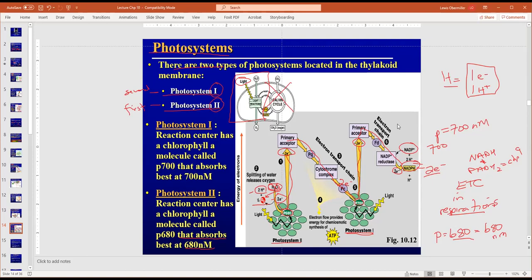All right. So that is how the photosystems work, and we'll get into a little bit more about them next time.